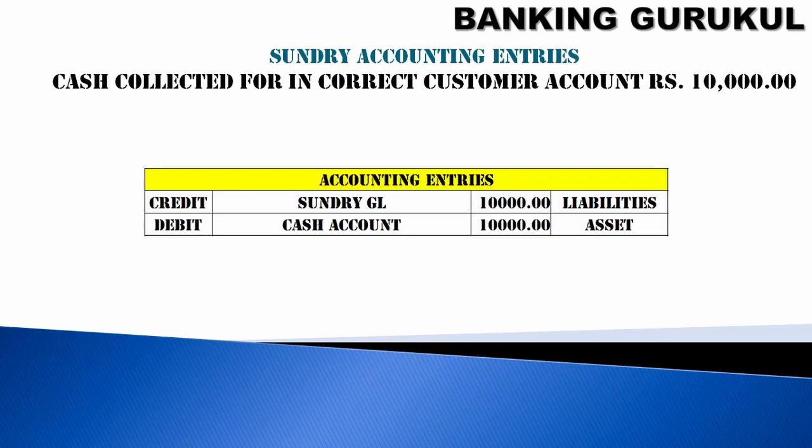For example, cash of 10,000 rupees collected for an incorrect customer account. We have collected some cash from a customer who deposited it and wrote some account number. Because the system was down or we were busy, we did not post that entry. After the customer left, when we verified, it was not a correct account. Then what will we do? This amount will be posted to sundry creditors. We will debit the cash account and credit the sundry creditors GL.